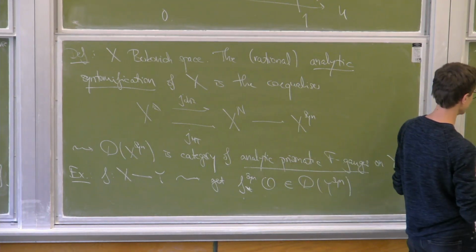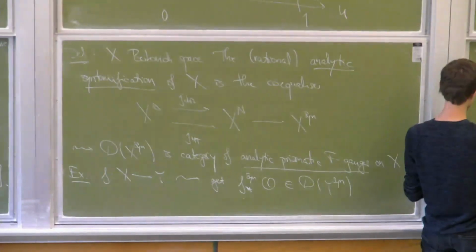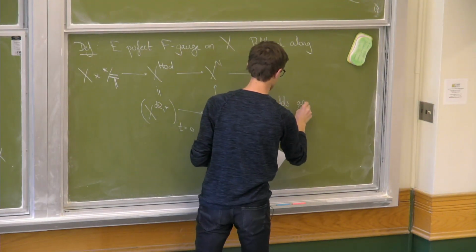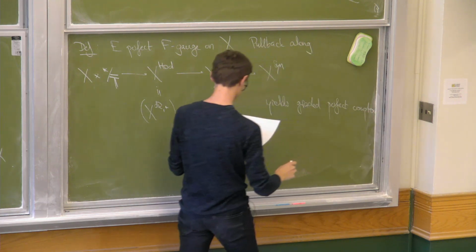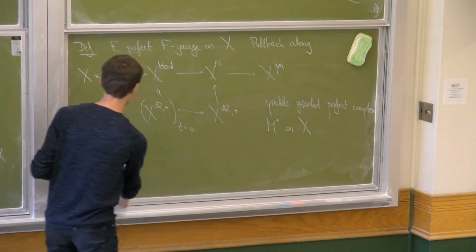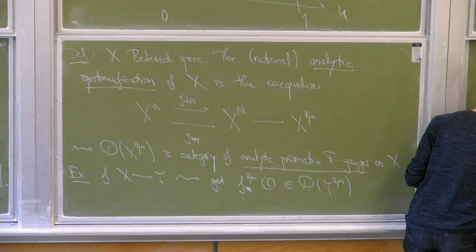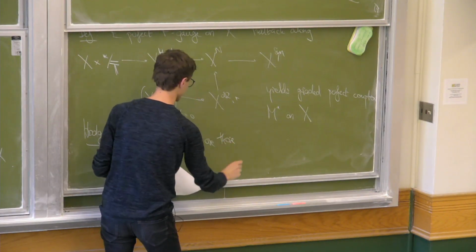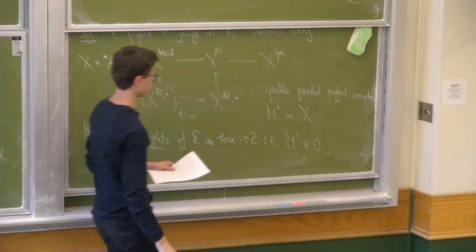Okay, so what did I want to say? If I pull back along this composition, then this E gives me a graded perfect complex on X. Maybe I want to call this M upper bullet on X. The Hodge-Tate weights of E are those integers i such that this graded complex is non-zero in degree i.